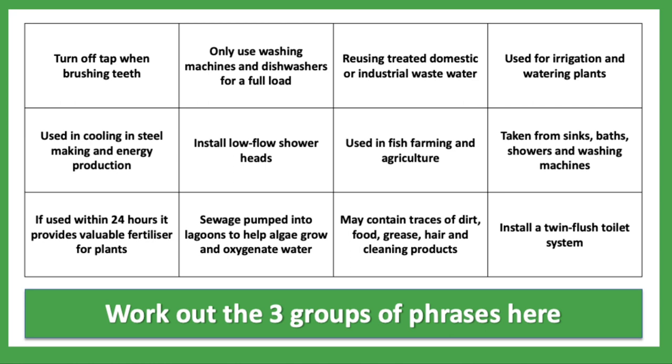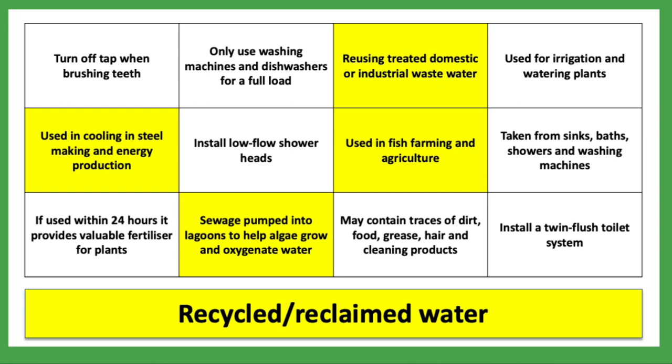Pause the video for a moment. Note down the four that you think are about recycled and reclaimed water. When you're happy that you've got the right four, unpause the video and we will check your answers. If you haven't paused the video, please do so, as we are about to reveal the first group. Right, let's have a look then. Our recycled and reclaimed water are used in cooling, in steel making and energy production, reusing treated domestic or industrial wastewater, used in fish farming and agriculture, and sewage pumped into lagoons to help algae grow and oxygenate water. So these are all to do with recycled and reclaimed water.